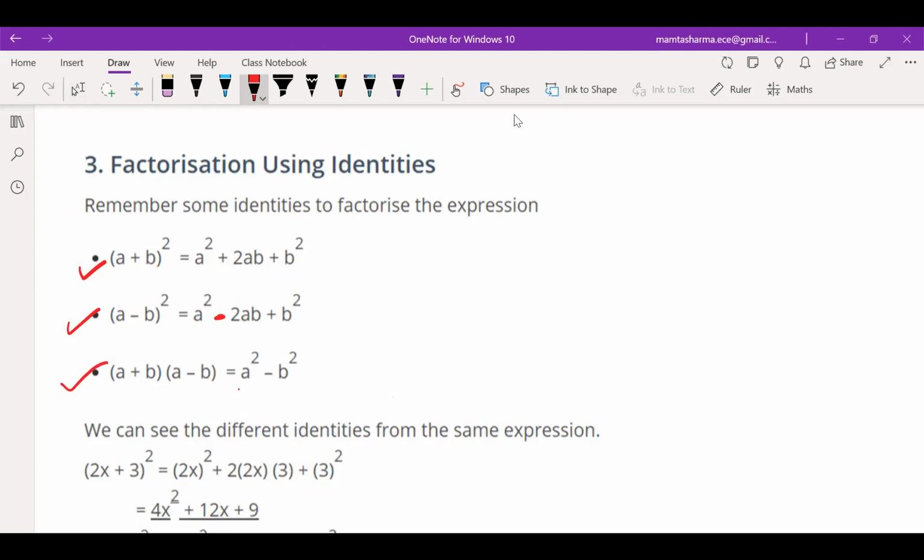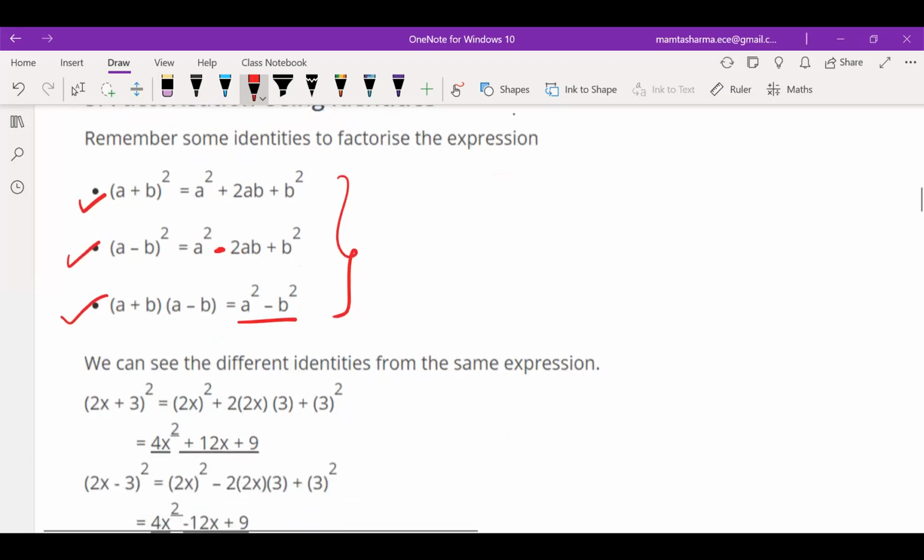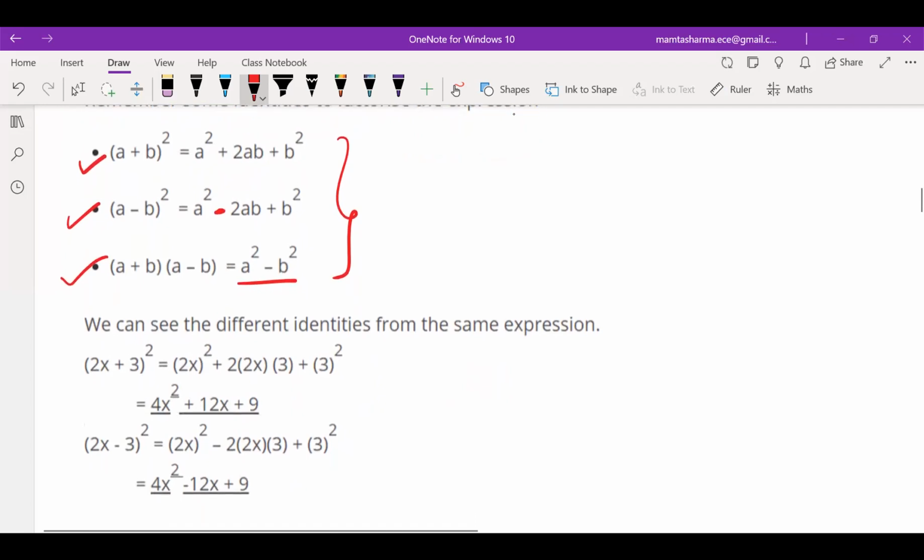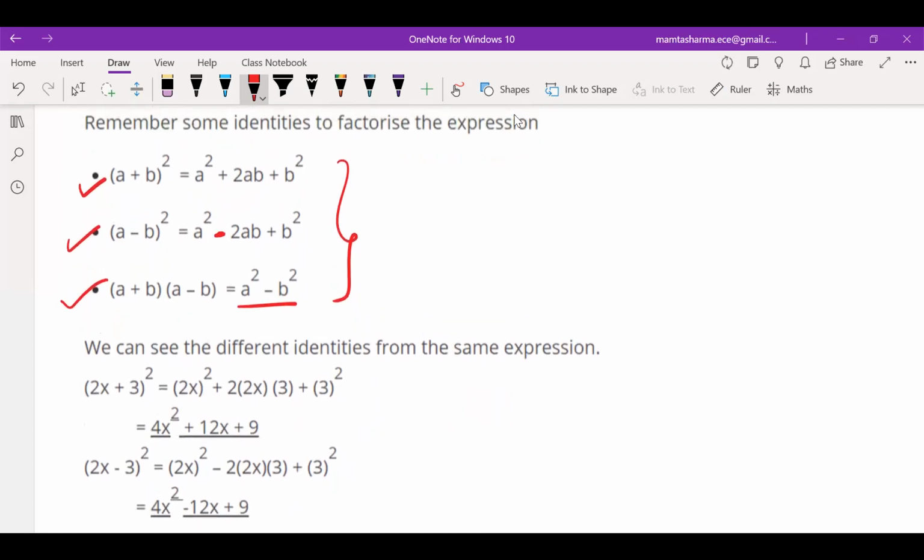Third one, a plus b into a minus b, that would be a square minus b square. Ma'am, you missed out x plus a into x plus b. That we will discuss later. If any question does not fit under these identities, then we have to take the x plus a, x plus b identity. In my book, they give that formula also, ma'am. Yes, that I will discuss later. So these are the three identities.